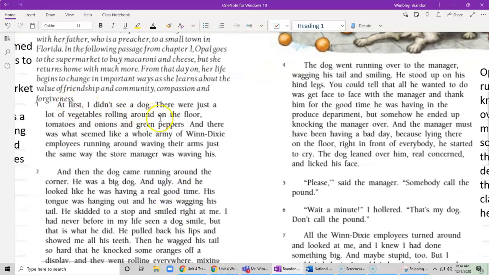It says, at first I didn't see a dog. There were just a lot of vegetables rolling around on the floor, tomatoes and onions and green peppers. And there's what seemed like a whole army of Winn-Dixie employees running and waving their arms just the same way the store manager was waving his.